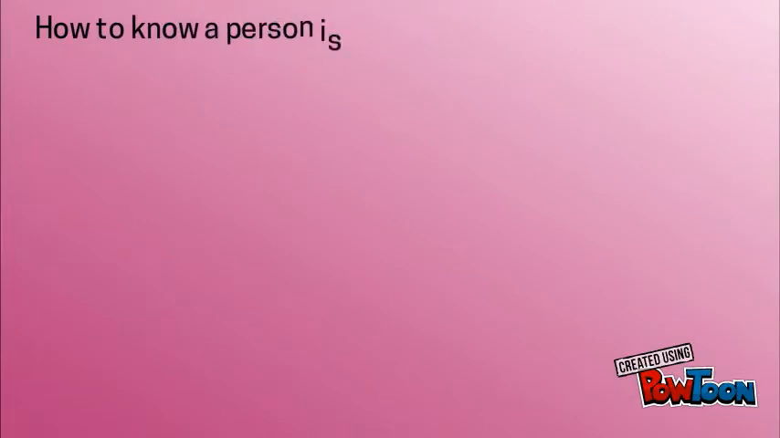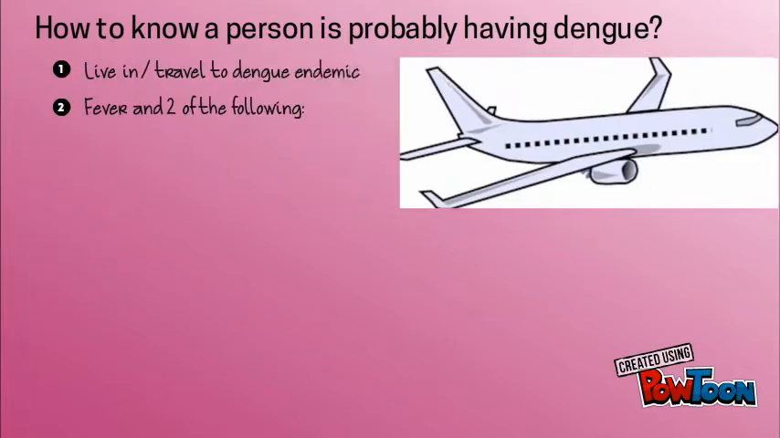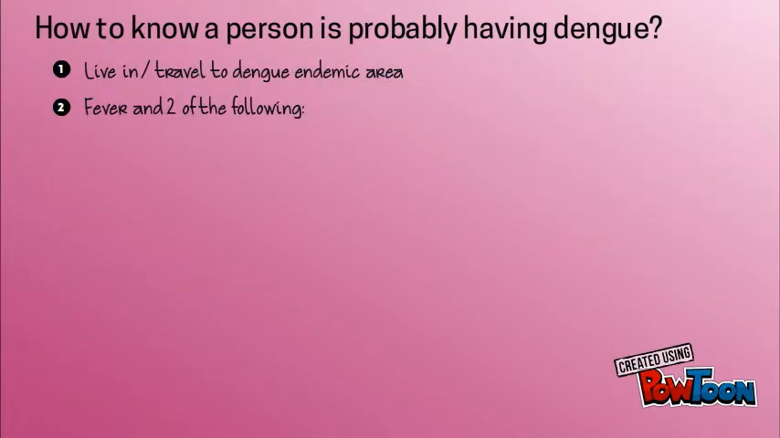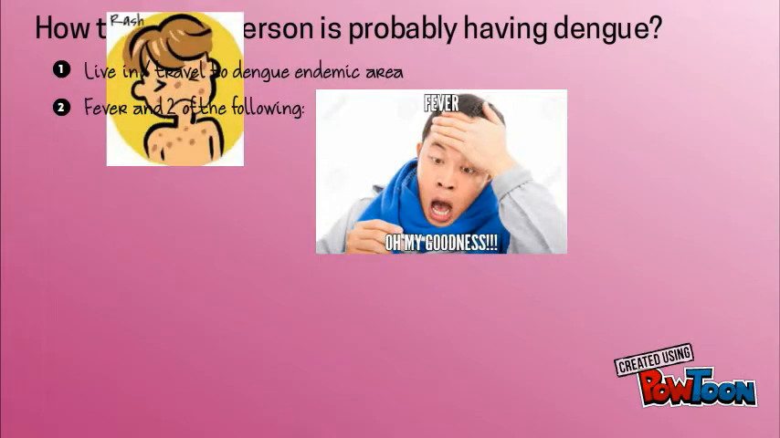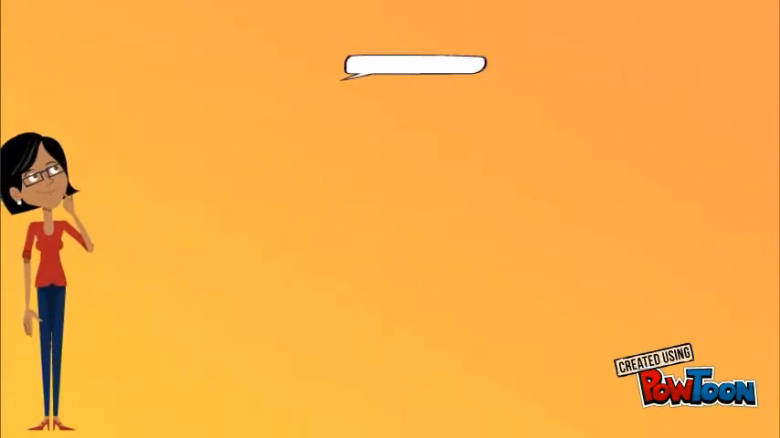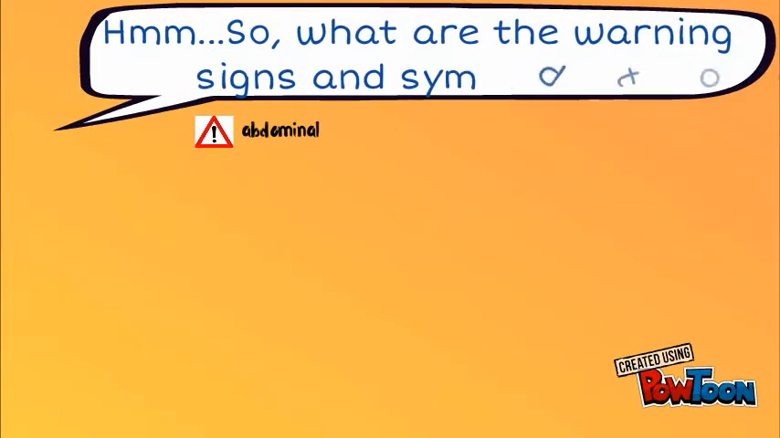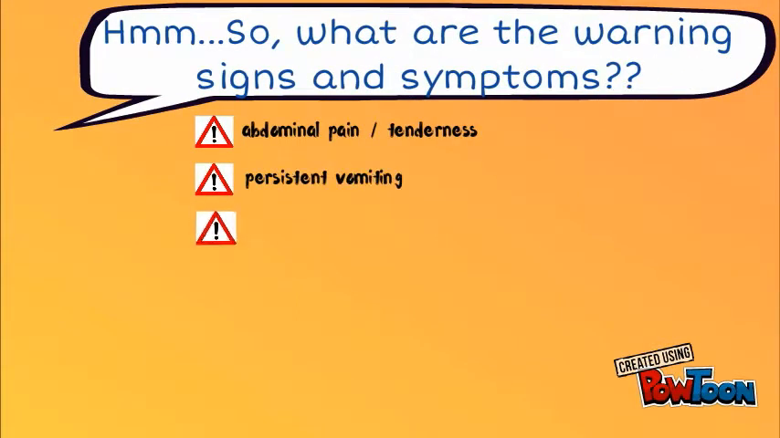How do we know that a person is infected with dengue? First of all, the person may have lived or traveled in a dengue endemic area, or have symptoms or signs like fever or rash, vomiting, and so on. So what are the warning signs and symptoms that a person may have? They will be abdominal pain or tenderness, persistent vomiting, clinical fluid accumulation, and many more.